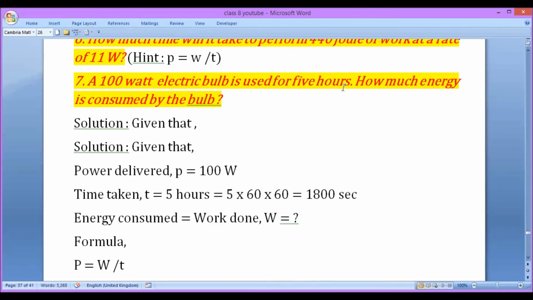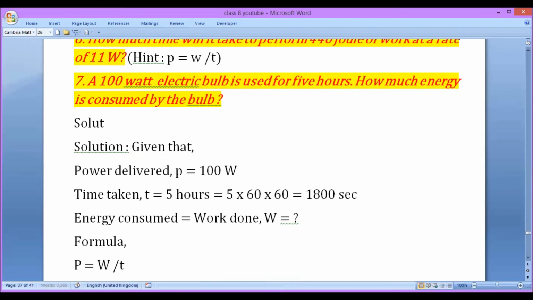You have to understand in this question also. Firstly, you have to understand this content, this sense. We can compute the total energy consumed. So 100 watt is the power, and you have to find out the energy consumed in the time taken, which is 5 hours, given here. Solution: given that, look at here first.